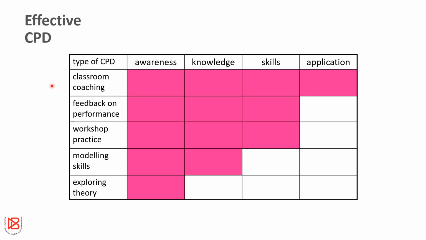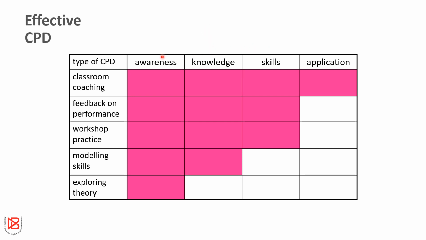These are the types that need to be employed, but this cannot be done until and unless we are aware of where we are in terms of awareness, knowledge, skills, and application. So we might be aware of certain things but do not possess knowledge. We might possess certain knowledge but do not have the skills to employ it.